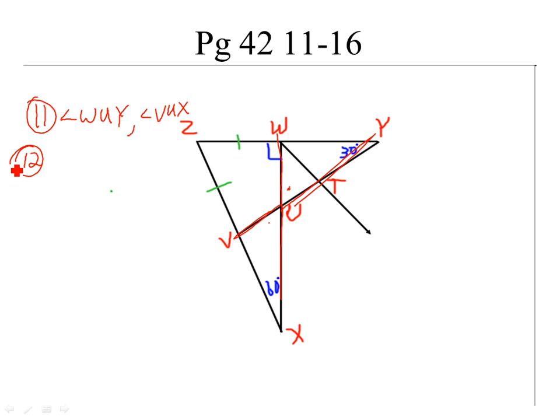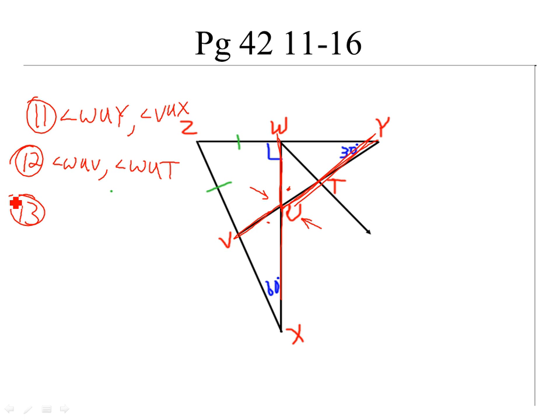Number 12 says name 2 obtuse vertical angles. Well, if these 2 were acute, then that probably means these 2 over here are obtuse and they're vertical to each other. So that's angle WUV and angle WUT, and you could use either T or Y as that second letter. It makes no difference, it's still the same angle.